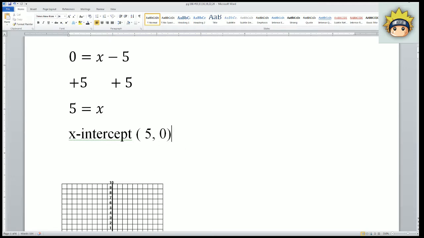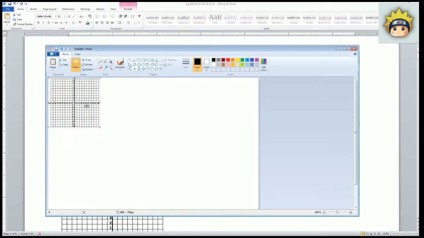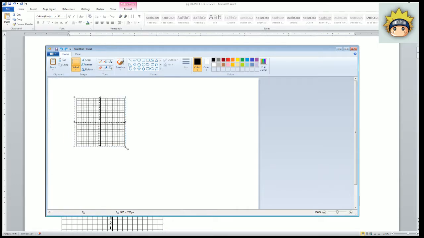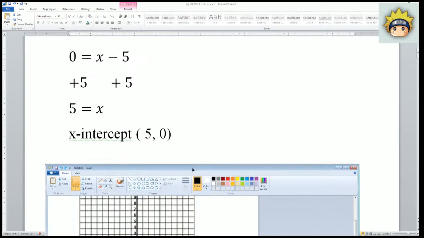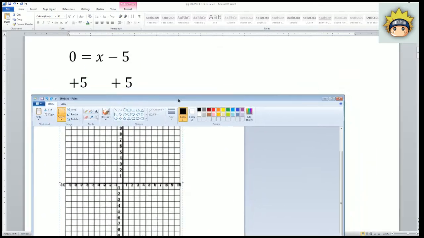Good. Let me just grab this image and paste it right here. Make that a little bit bigger. Alright, let's see if I can get it this time. So it says x equals 5. Let's graph x equals 5.